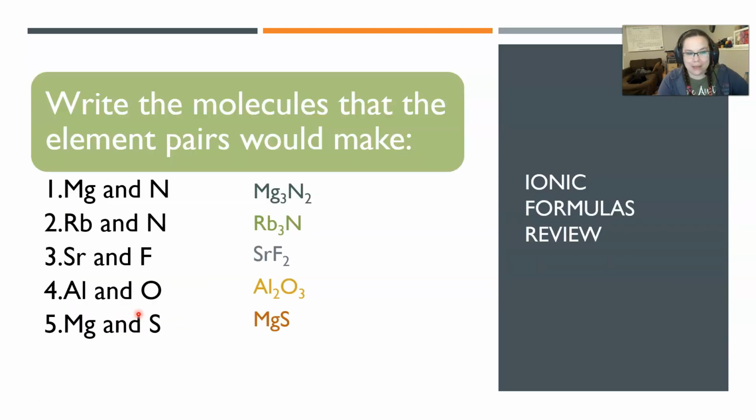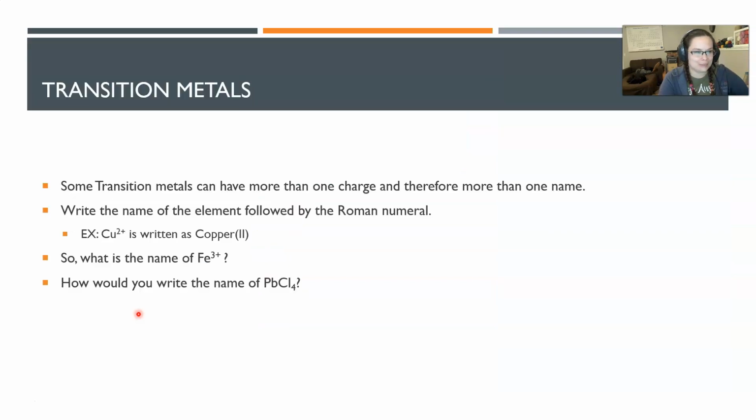We then practiced naming by naming these: magnesium nitride, rubidium nitride, strontium fluoride, aluminum oxide, and magnesium sulfide. We also talked about naming transition metals because they sometimes need a Roman numeral because they can have multiple charges. The way you indicate the charge on your transition metal is with a Roman numeral. So copper 2 ion ends up being copper, parentheses, 2 in Roman numerals.